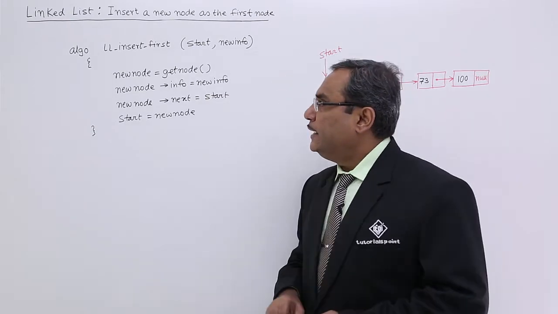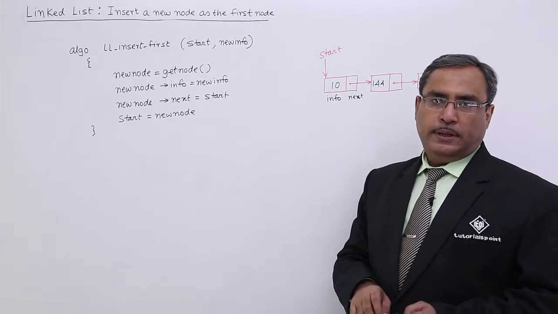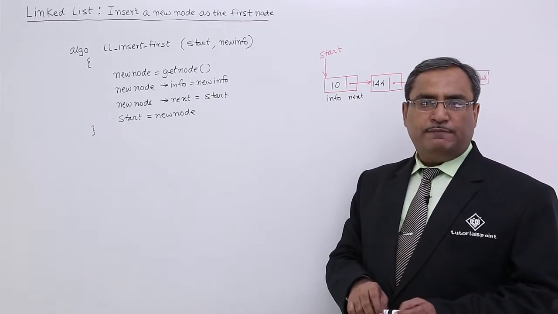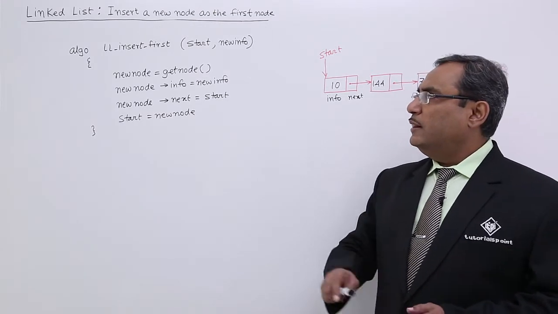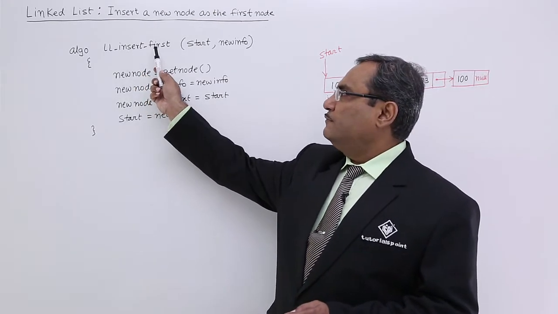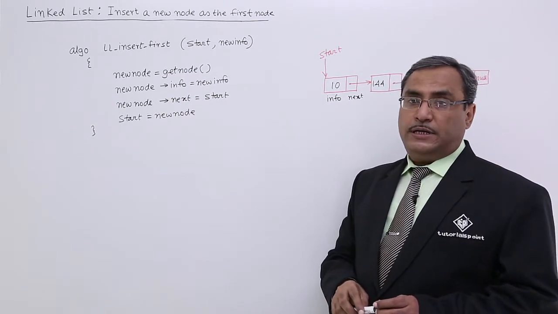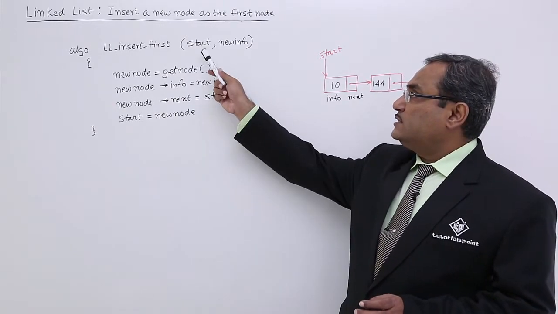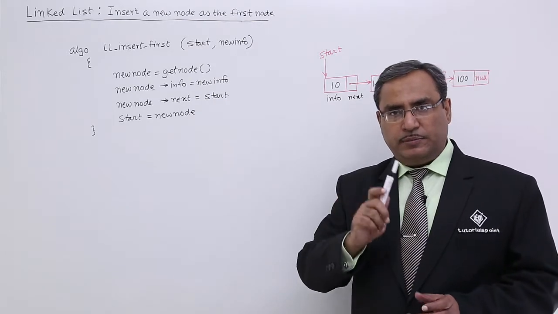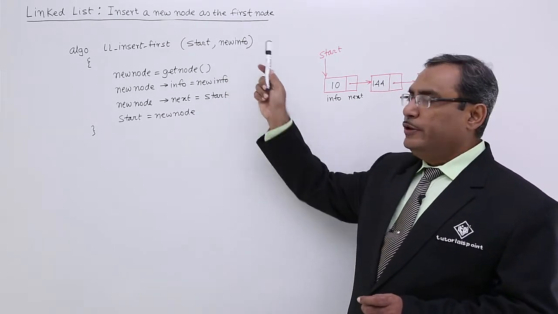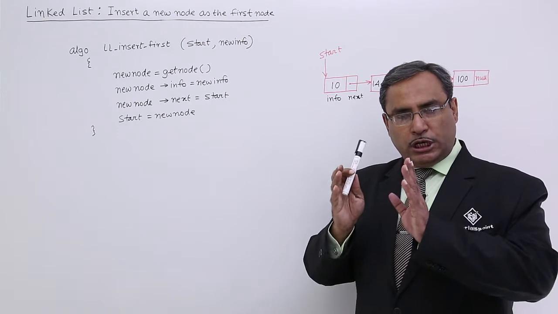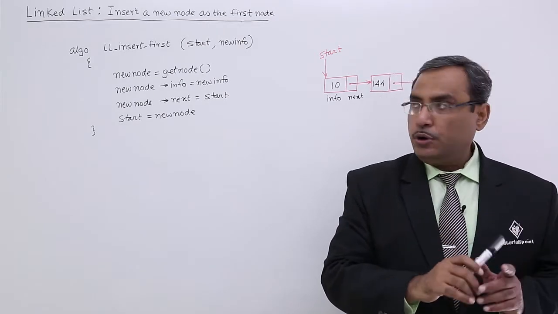So, you see here we have written this algorithm. The name of the algorithm is very purposeful: Algo linked list insert first, and it is taking two parameters as input. One is the start, that is the starting address of the linked list. Another one is the new info, which will be the new info of the new node.